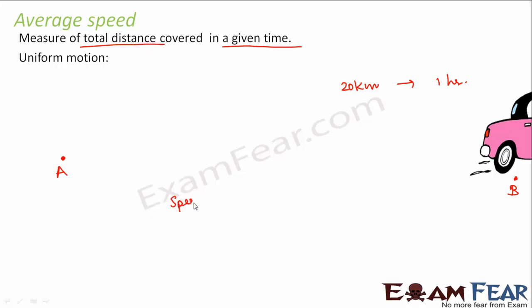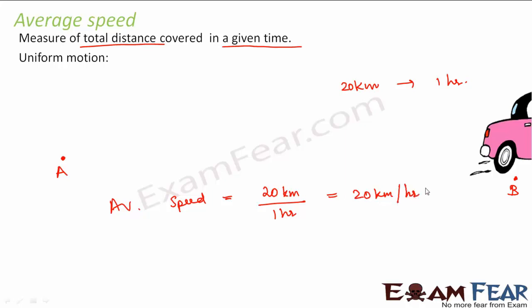So what would be the speed of this car? The average speed of this car during its journey would be the total distance covered divided by the total time taken, that is 20 kilometers per hour. So this is the average speed of this car.